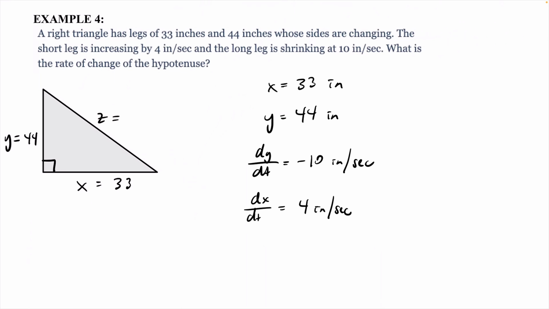What is it that we're trying to find? We're trying to find the rate of change of z. So am I going to write z equals? Is it a distance they're trying to find, or is it a rate they're trying to find? It's a rate. So I can't write it as z. How do I write that as a rate? dz over dt. Good.